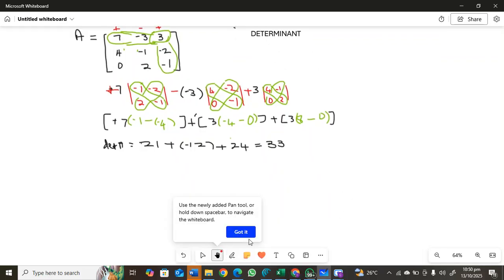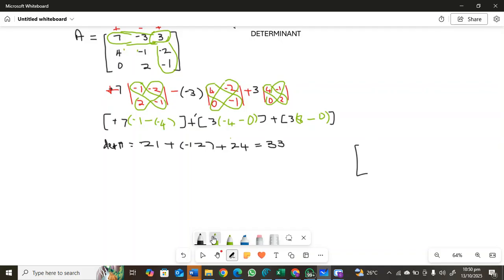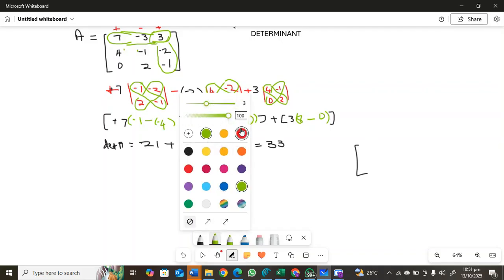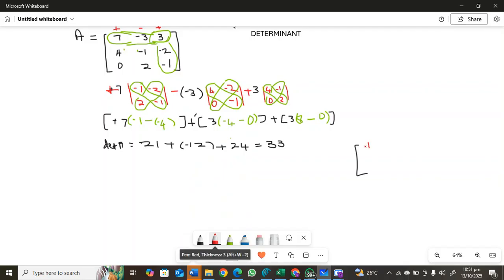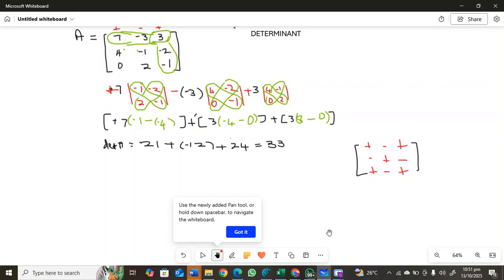So remember, for cofactors, remember this. Plus, minus, plus, minus, plus, minus, plus, minus, plus. So you're going to see how these signs are going to come into effect. Okay. So here we need, so I'll say step 2, get cofactors.